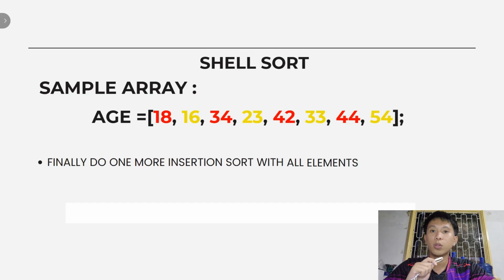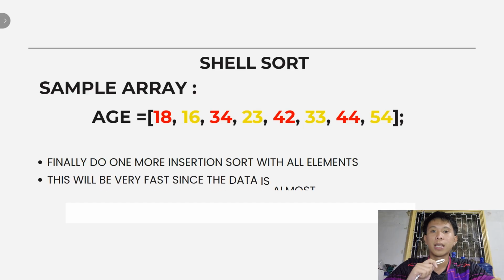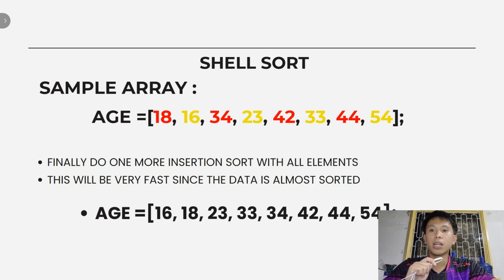So let's finally do one more insertion sort with all these elements. As I've said, this will become very fast because it is an almost sorted list. So we'll just do an insertion sort to finally sort this list, and our list will now become sorted after doing that. So that's how shell sort works in a randomly unsorted list. The next cases will be further discussed in the next slide.